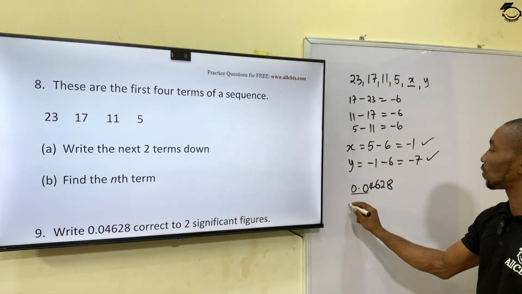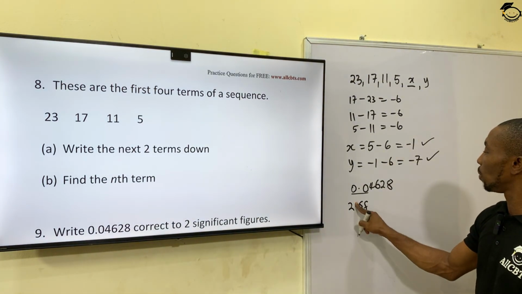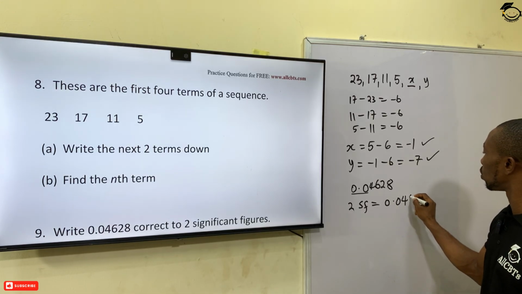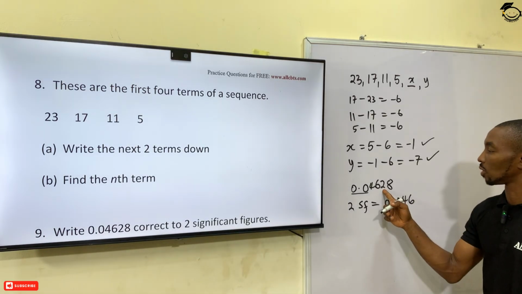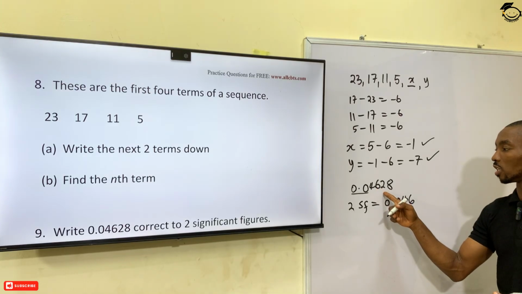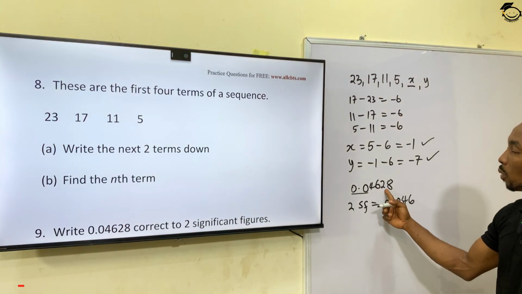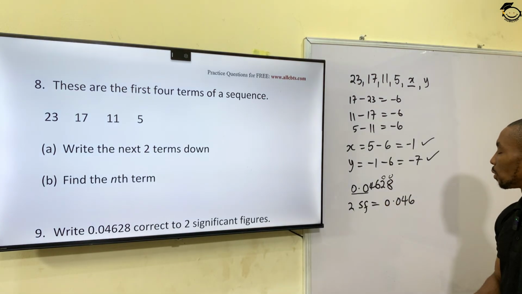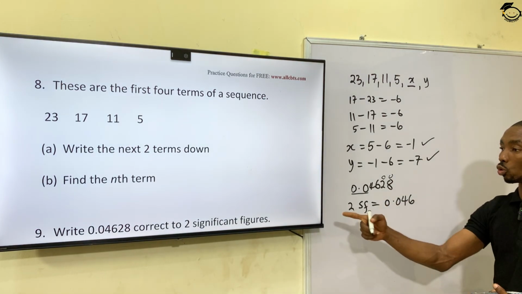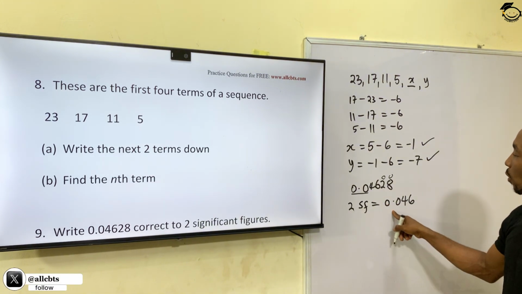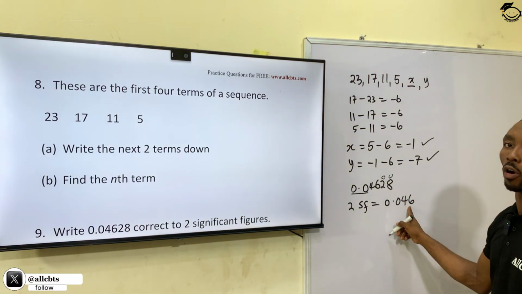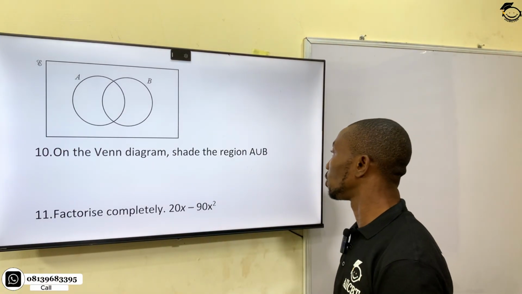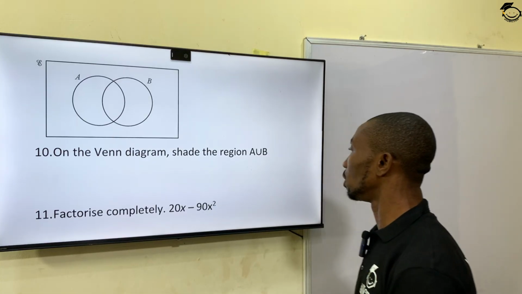So to two significant figures, we will be having this as 0.046. Why? Because the next number after 6 isn't up to 5 that we would round it up, but rather it becomes 0. So our number to two significant figures will be 0.046. On the Venn diagram, shade the region A union B.